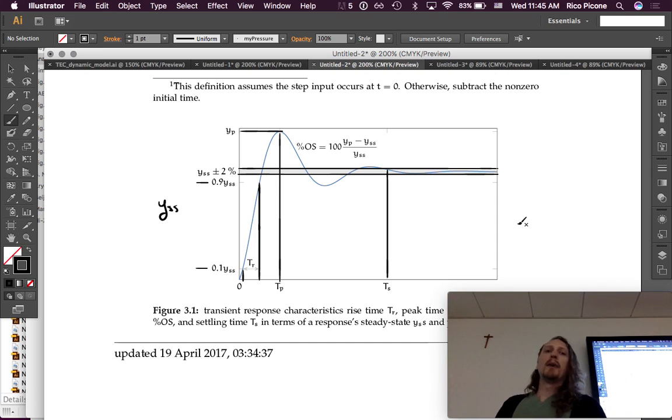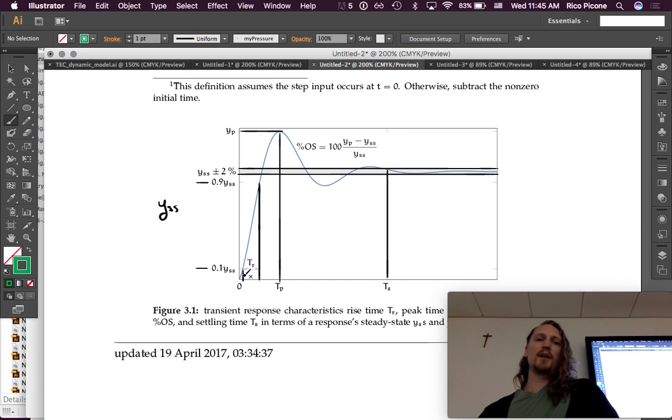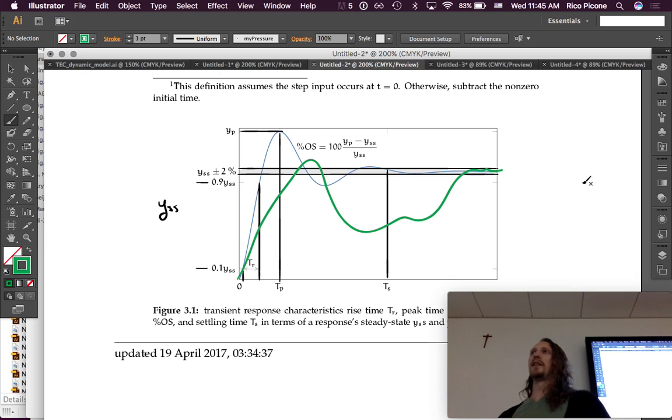The response might not look like this. This is just an example response. But if you had some other response, I'll use a different color, if you had some other response that looked like this, that would be a weird one, but it could look like that, and you could still apply these definitions to this system. This would be the peak, so this would be the peak time. The rise time would still be defined between 10% and 90%. For the steady state, you have to wait until maybe it stays within those bounds hereafter. So this would be the settling time here. And for the percent overshoot, you could use this peak and then the steady state here.